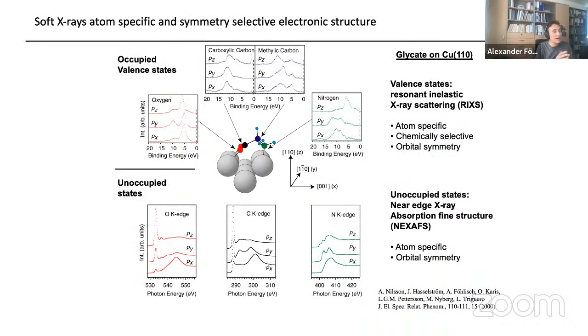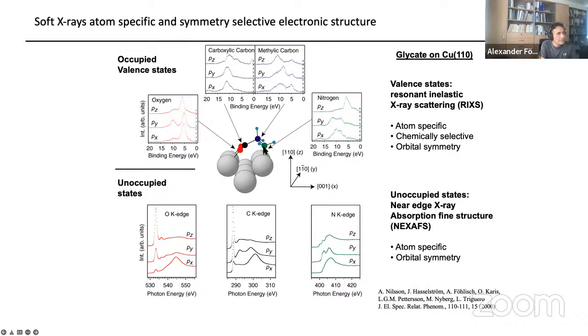Now, if you do it right, it of course is a powerful tool. And for example, you can really assign from the absorption and the emission the orbital energies and orbital occupations as they are in a coupled system. Here it's a glycine molecule sitting on a metal. They have different oxygen atoms. They have a carboxylic carbon, a methylic carbon, a nitrogen.